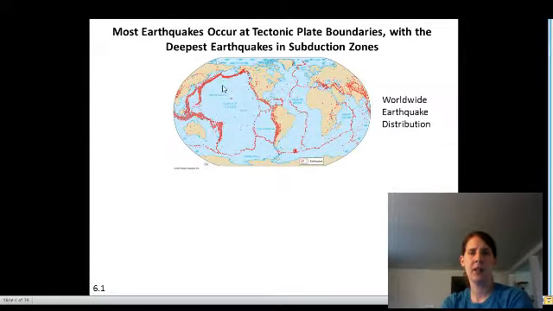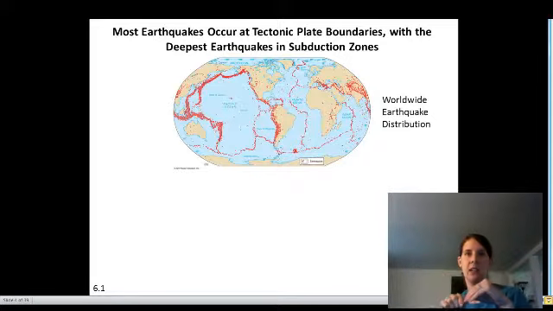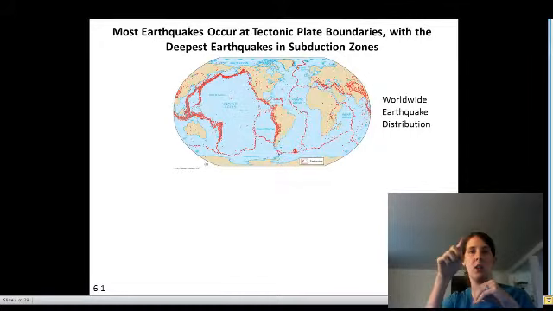Most earthquakes occur at tectonic plate boundaries, and the deepest earthquakes occur in subduction zones because you've got the earthquakes occurring, you've got a plate subducting. You have material down here that's displacing material, crustal material here that's displacing mantle material, and it's going to cause that change in energy at depth.